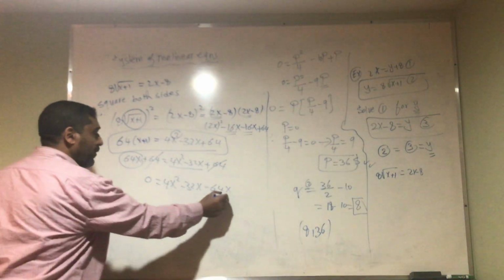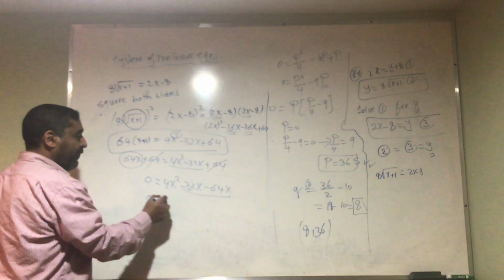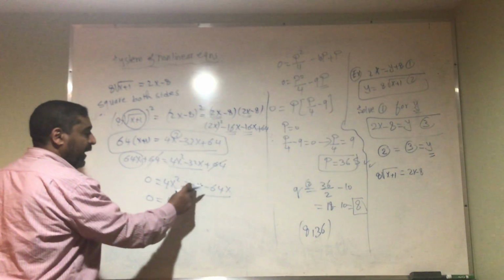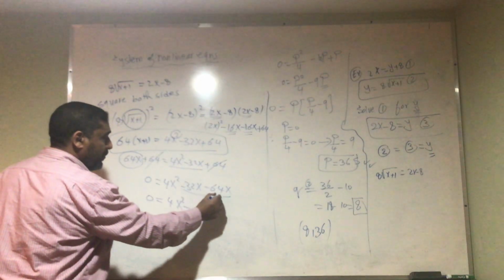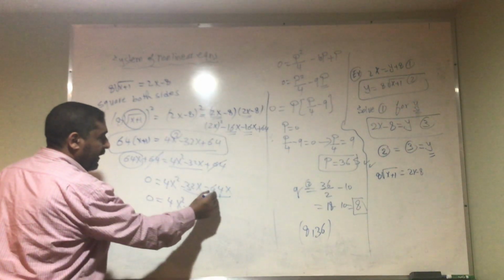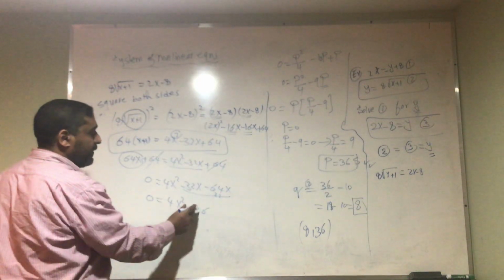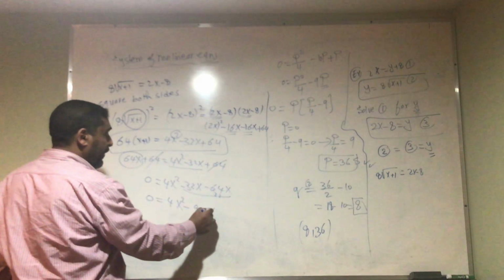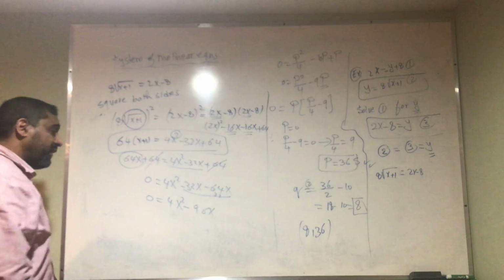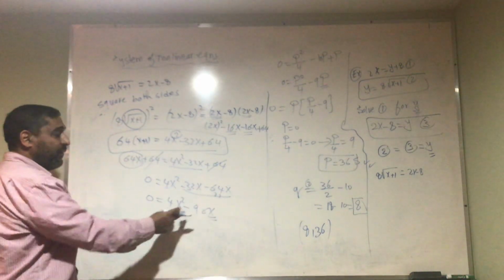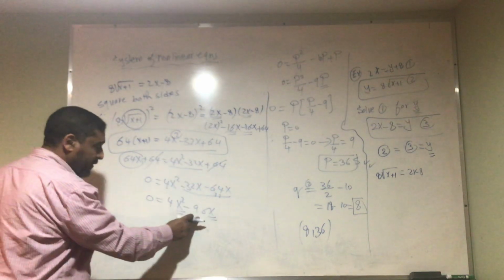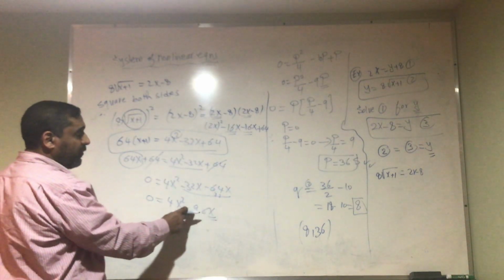So now I combine those together. So you have 4x squared, and 32 with 64 you get minus 96x, right? How to solve this one here? I know something here: you have x here, you have x here. I can factor out x, or you can divide by 4. If you want, you can divide by 4.